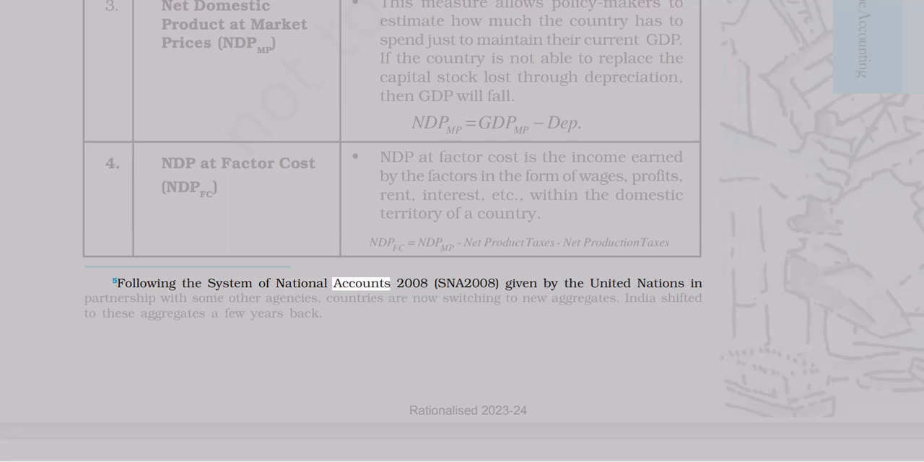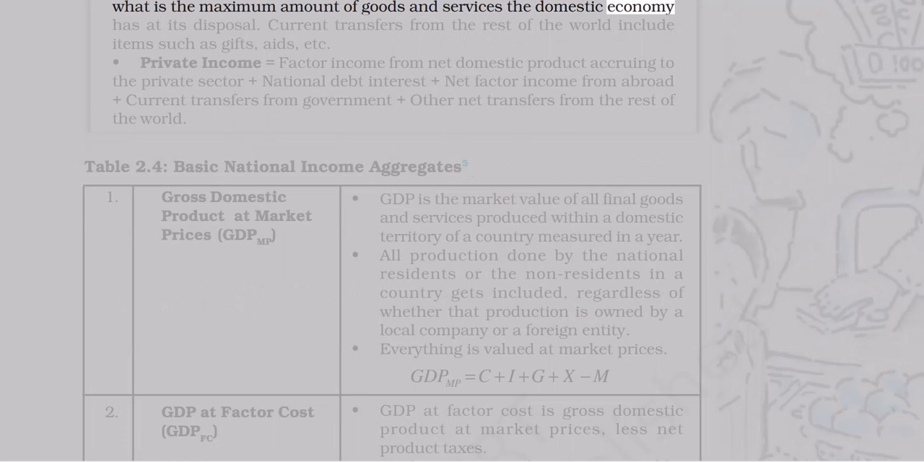5. Following the System of National Accounts, 2008, SNA 2008, given by the United Nations in partnership with some other agencies, countries are now switching to new aggregates. India shifted to these aggregates a few years back. What is the maximum amount of goods and services the domestic economy has at its disposal?